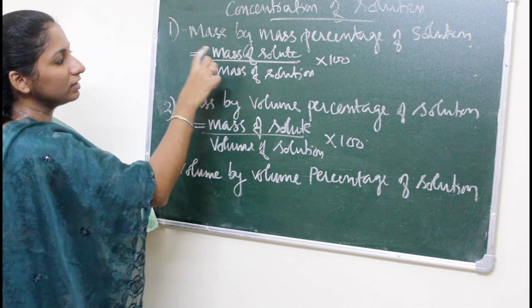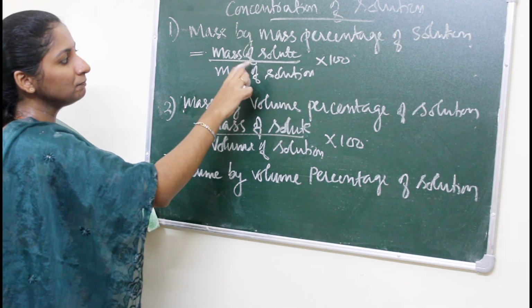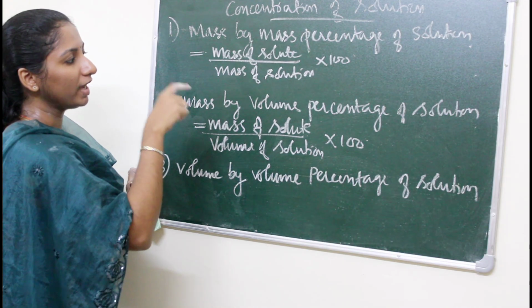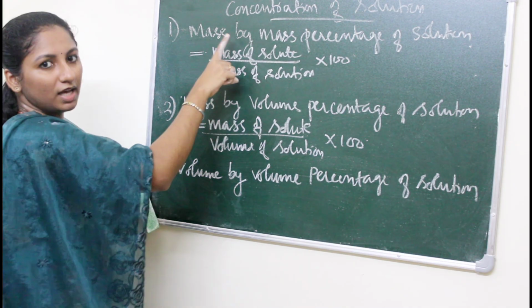Okay, in this solid solution, we are applying this equation here. Mass of solute is what? Zinc. Mass of zinc by mass of brass into 100, in case of brass alloy.